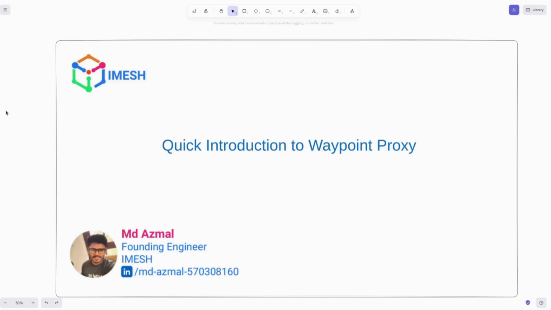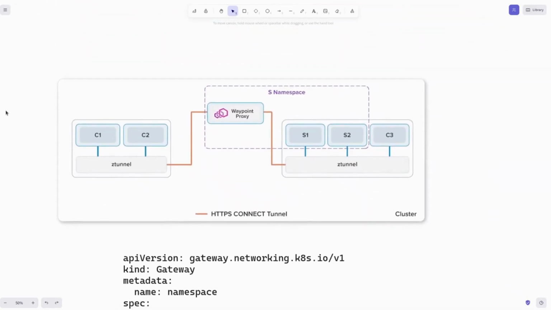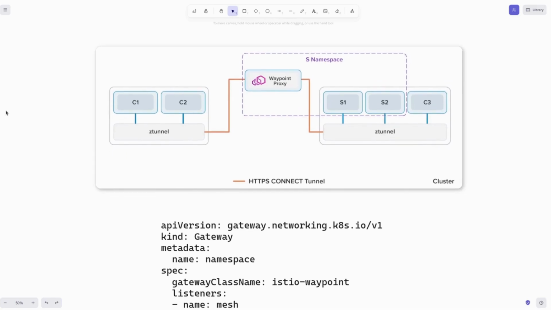And in this session, we'll have a look at Waypoint Proxy and how it is different from the traditional sidecar-based approach. As we know, in Ambient Mesh, there are two components, that is ztunnel and the Waypoint Proxy. The ztunnel is the zero trust tunnel that is running on a per node basis, and Waypoint Proxy that handles all the L7 routing is either deployed on the basis of namespace or service account.